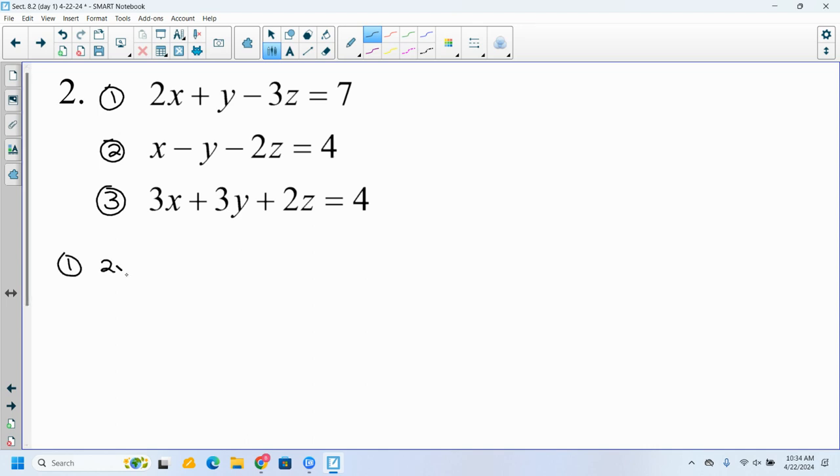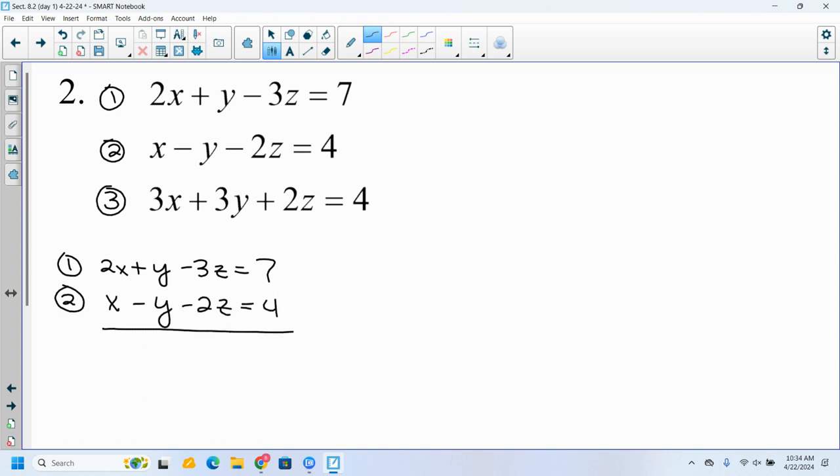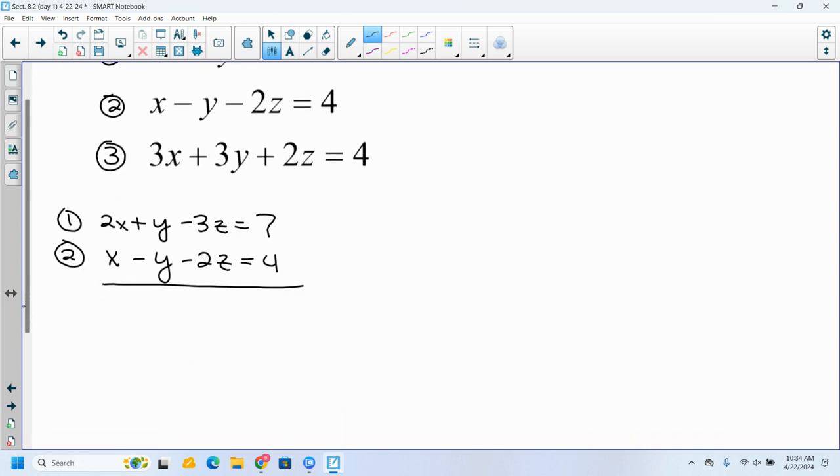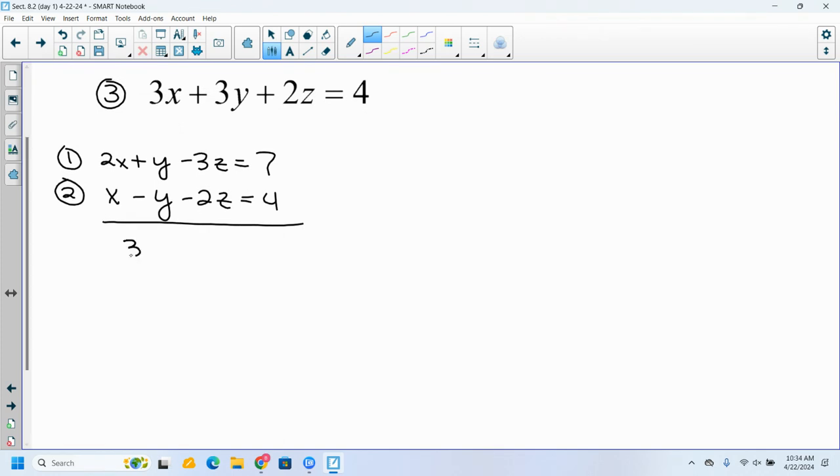And then I get 2x plus y minus 3z equals 7. And then I get x minus y minus 2z equals 4. All right, this one's already set up because you got a positive y and a negative y. It's automatically going to add up to 0, so that's perfect. Add those two together, and I get 3x minus 5z equals 11.